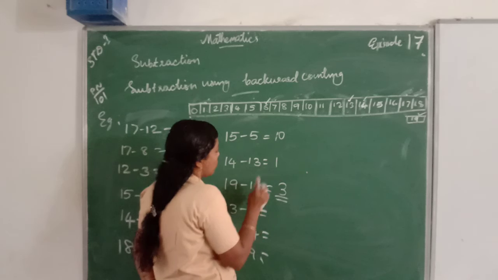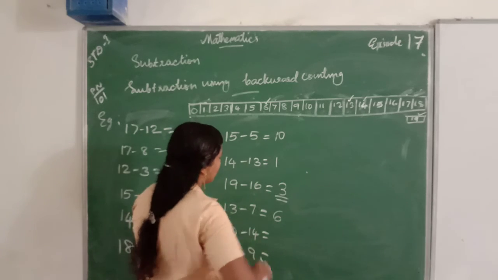6, so the answer is 6. That is 30 minus 7.